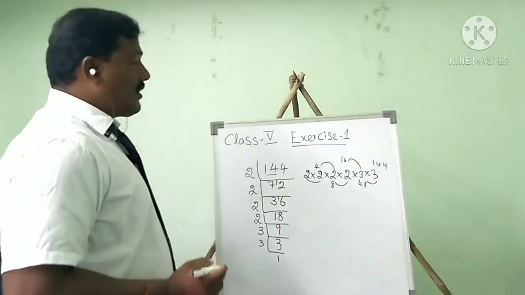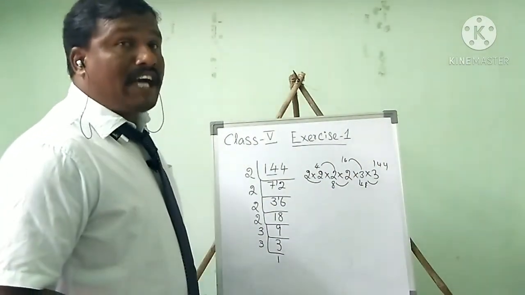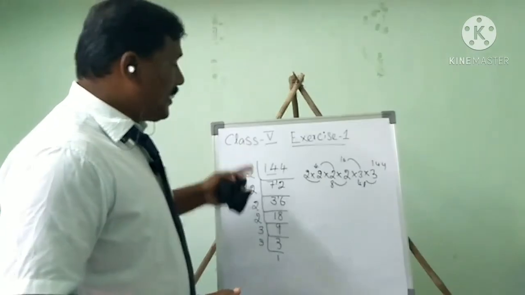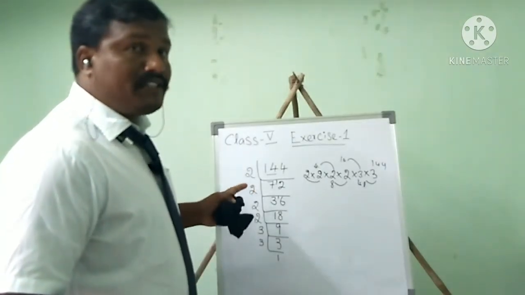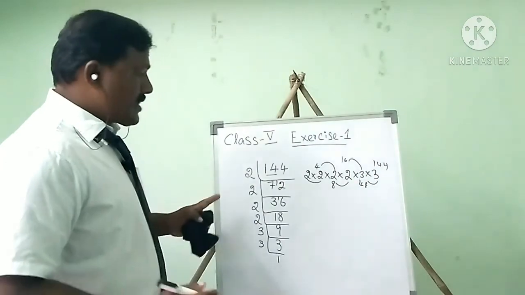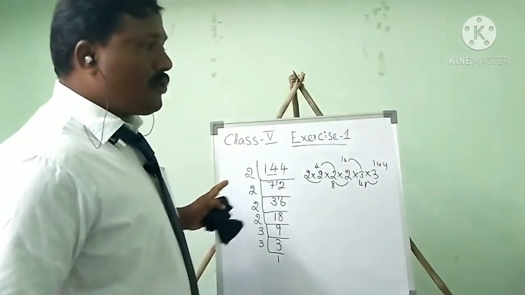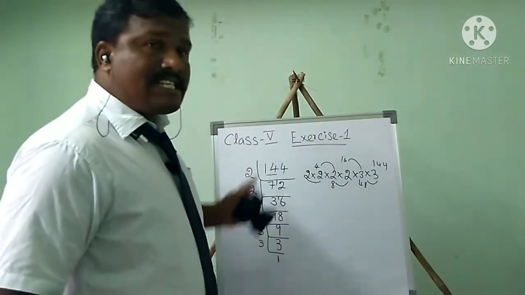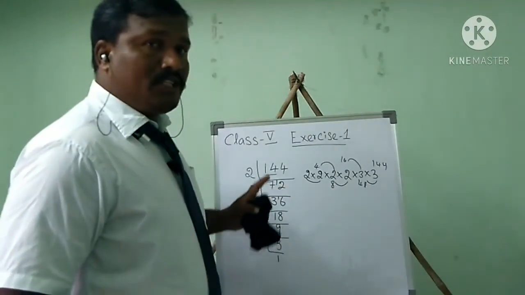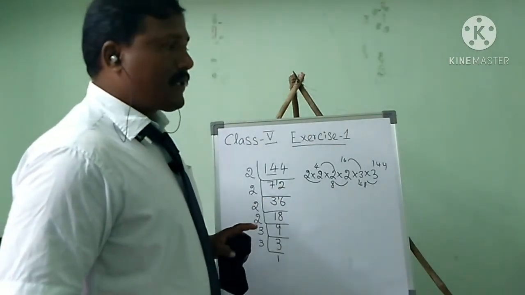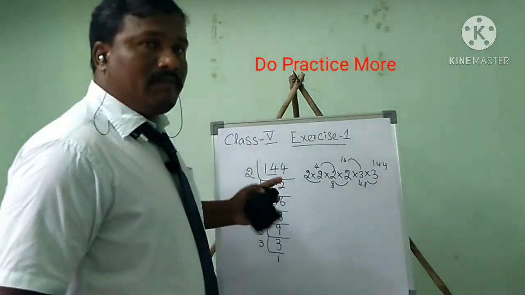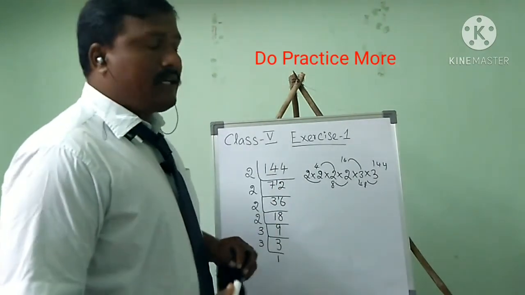So this is called prime factorization using the shortest division method. Students, I hope you all understand. So you have more exercises in exercise 1. You do them as homework. Okay. If you have doubts, you tell me. I will clear that doubt.